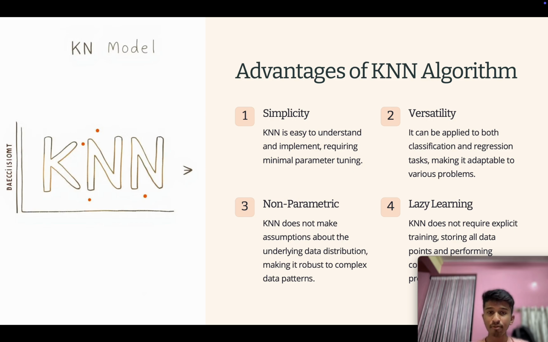So we have the advantages of KNN. The KNN advantages are, it is very simple. KNN is easy to understand and implement, requiring minimal parameter tuning. Versatility: it can be applied to both classification and regression tasks, making it adaptable to various problems. KNN does not make assumptions about the underlying data distribution, making it robust to complex data patterns. And it is also a lazy learning algorithm, that is, KNN does not require explicit training, storing all data points to perform the predictions. So these are all the advantages of the KNN algorithm.